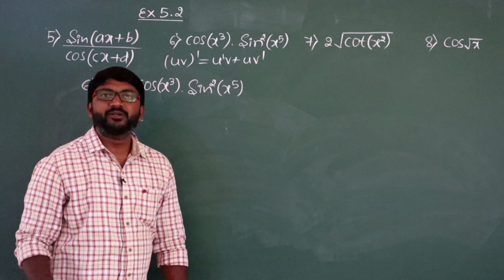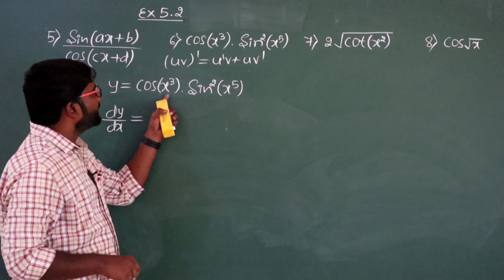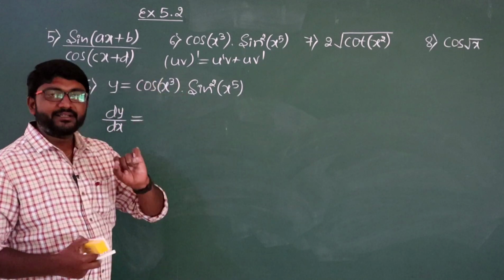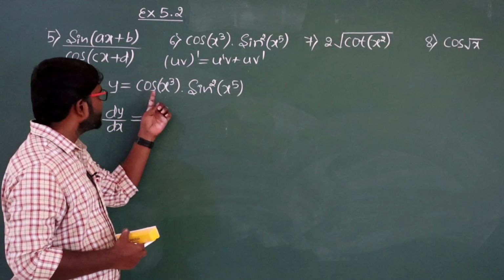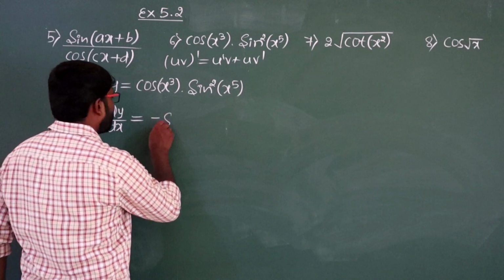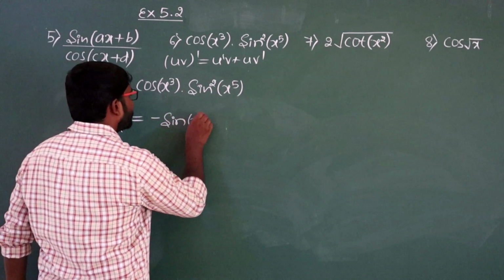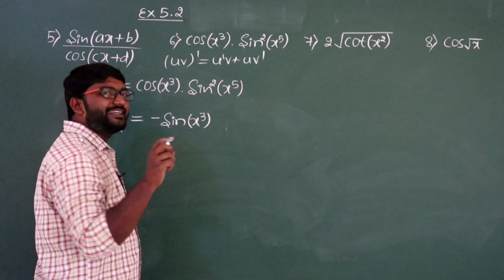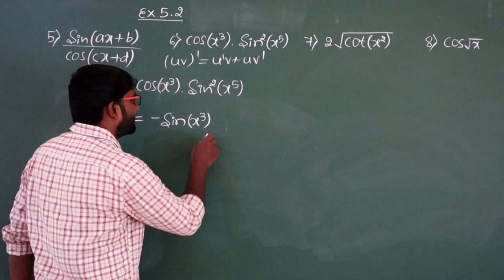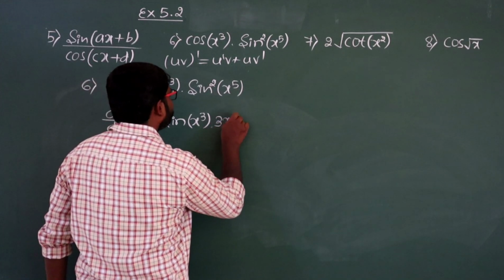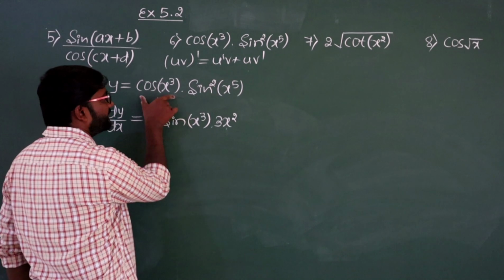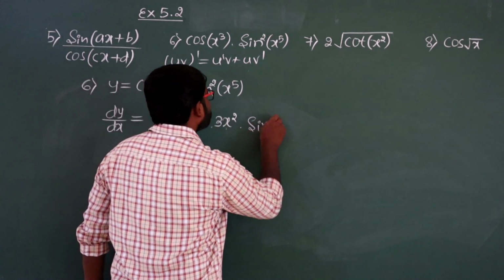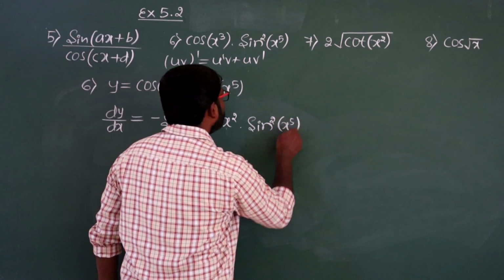now we have to take the derivative of the first function. Derivative of cos of x cube, we have to again differentiate by chain rule. So whatever is there inside the bracket, consider that term as x now. Cos x will be minus sin x, where x means x cube, then into the differentiation of the inside function. What is the derivative of x cube? It will be 3x square. This is u', the derivative of the first function, into v. Write the second function as it is, sin square of x to the power 5 as it is.